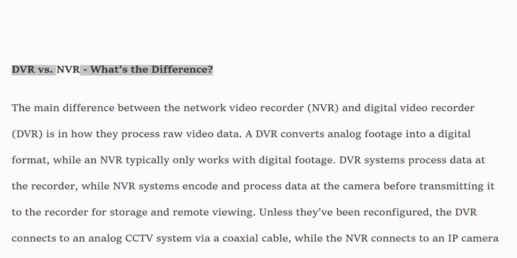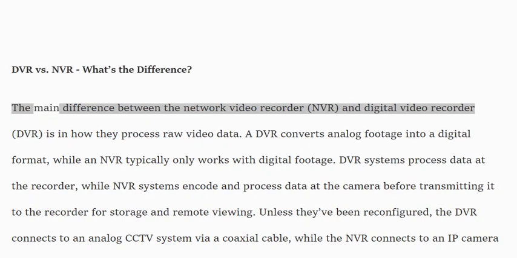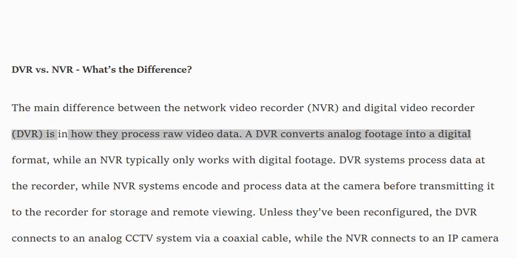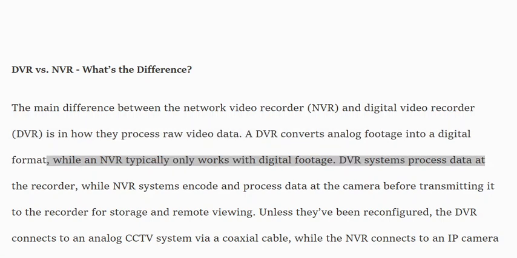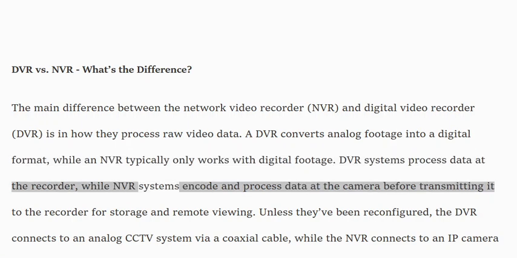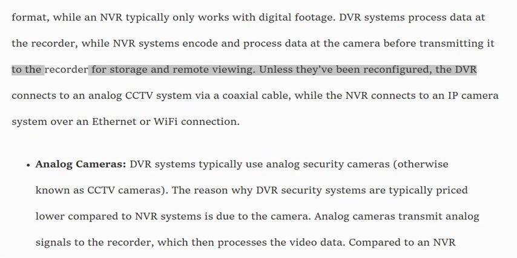DVR versus NVR, what's the difference? The main difference between the network video recorder, NVR, and digital video recorder, DVR, is in how they process raw video data. A DVR converts analog footage into a digital format, while an NVR typically only works with digital footage. DVR systems process data at the recorder, while NVR systems encode and process data at the camera before transmitting it to the recorder for storage and remote viewing.